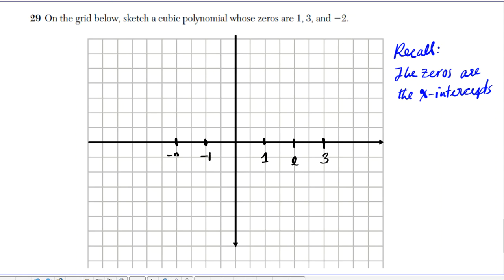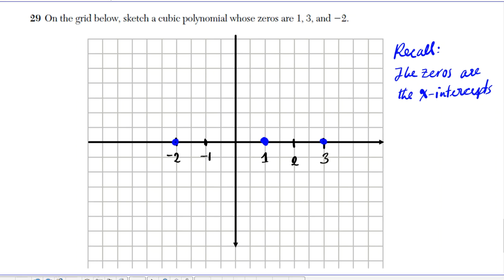That should be enough. We need to have zeros where? We need a zero at negative 2, another zero at 1, and another zero at 3. Whatever cubic function I'm drawing must have at most 2 turning points, since we have 3 zeros. The number of turning points is always 1 less than the degree. You can draw it any way you want. Make sure that it's a function and passes the vertical line test.